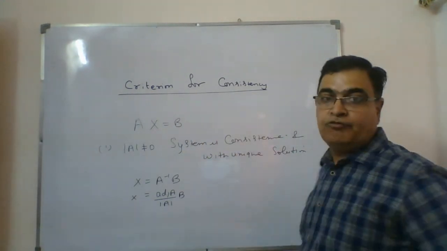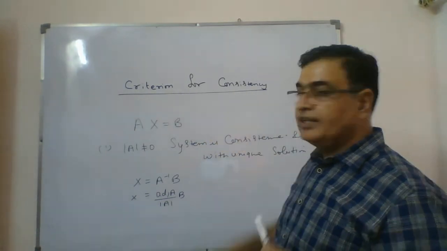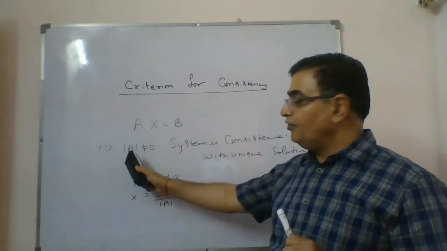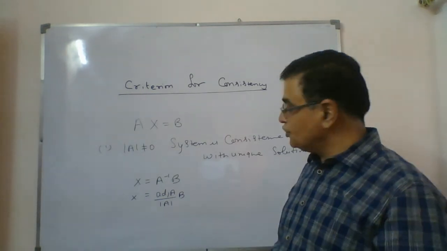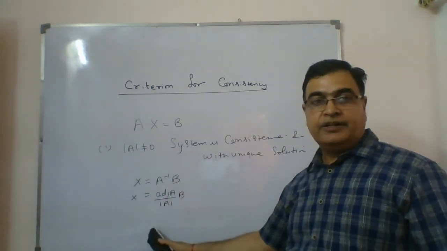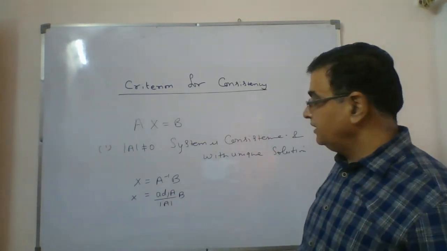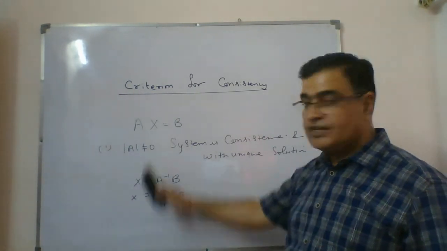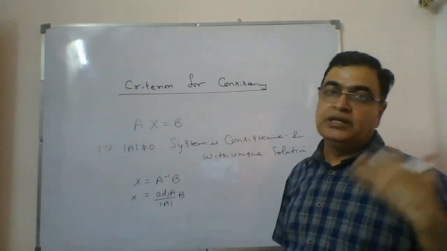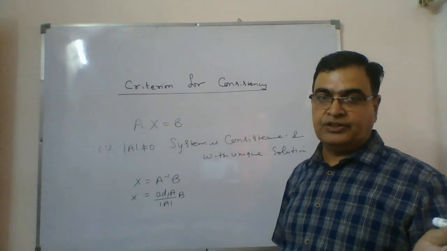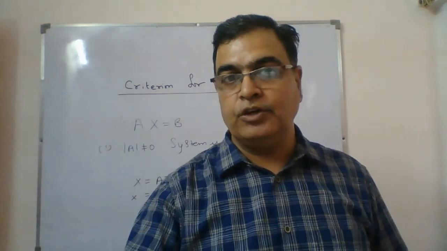So this will be the first thing we should keep in mind. Criteria for consistency: the first criterion is, if determinant A is not 0, the system will be consistent with a unique solution, and the way you calculate is this. One more example I'll take in the next video, of the same kind, in which determinant A will not come 0 and we will find out the solution of it. That will be a 3 by 3 matrix. In this we have taken a 2 by 2 matrix. Okay, so we are going to the next video now.